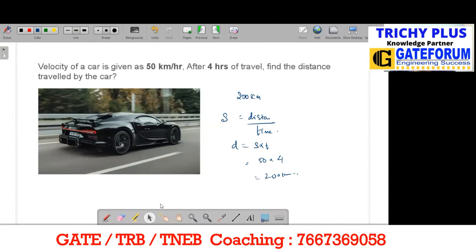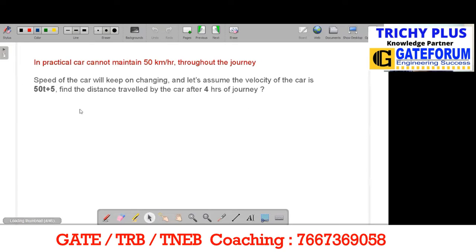See, in practice, a car cannot maintain 50 km per hour throughout the journey. The speed of the car will keep on changing. Let's assume that the velocity of the car is 50t plus 5, which means what? Your car speed is not going to be constant for 4 hours. It is going to keep on changing.